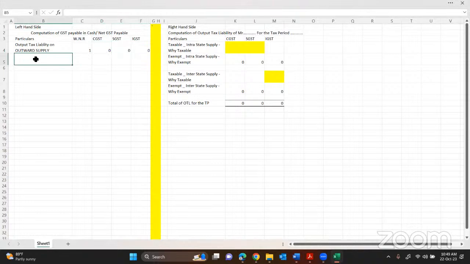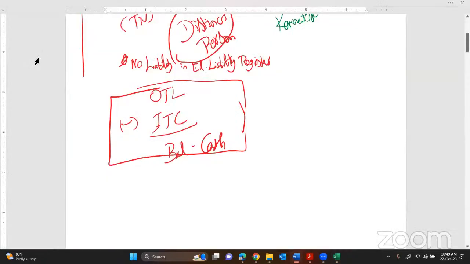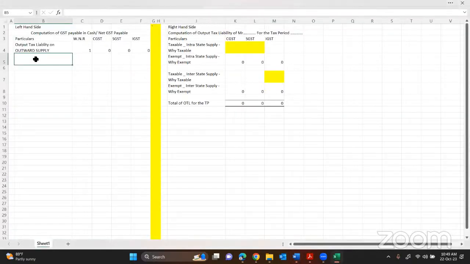The second line item is very, very important, which will miss our eyesight because why? I'll tell you why also. We have always understood it is output tax liability minus input tax credit. In between, there is another one practically. What is that, sir? It is called RCM liability on inward supply. My dear brothers and sisters, are you able to understand this? Because you might be having an RCM liability, right?